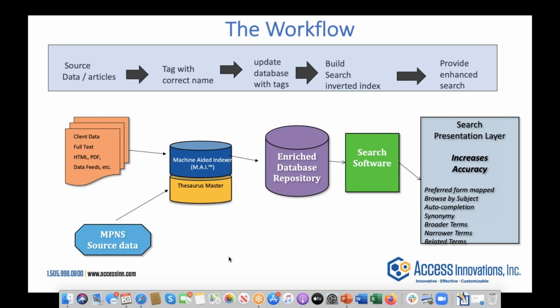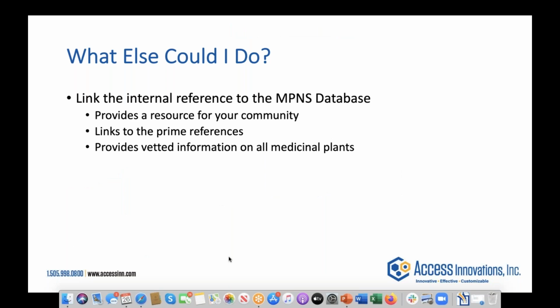And in doing that, you have the preferred form of the term mapped. You can browse by subject. You can use auto-completion. You can use all that synonymy that is available, as well as broader and narrower and related terms, which I'll show you in just a moment. Broader terms in this case would be genus, species, family, order, and so forth. So what else you can do is link to the internal reference service from the MPNS database, which provides the full explanation, the full record, and can be linked to the prime references. So it provides a fully vetted information system on all medicinal plants throughout an information corpus, whether it's a publisher, a pharmaceutical firm, a regulatory agency, or whatever.